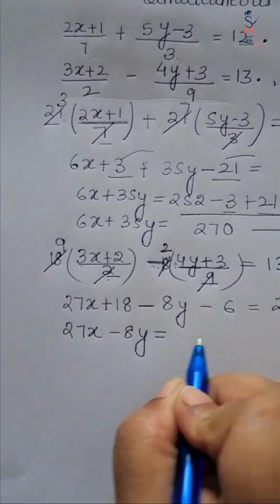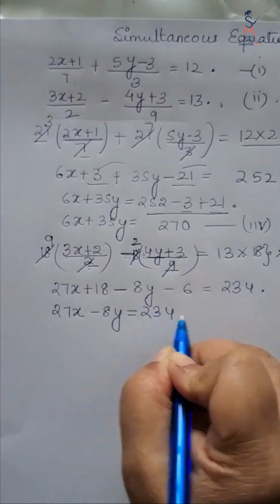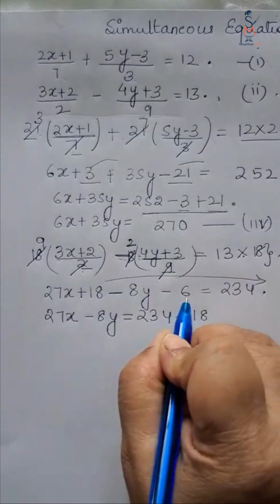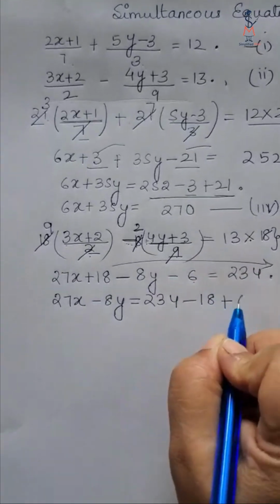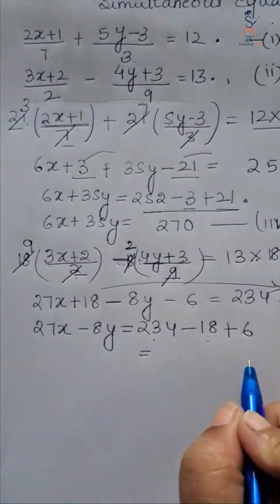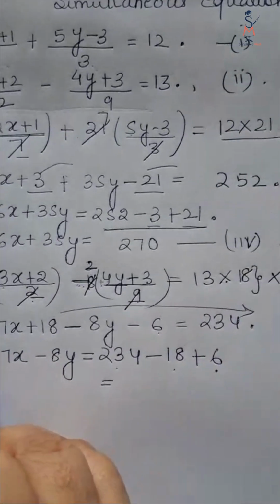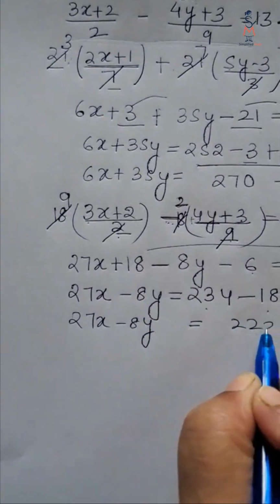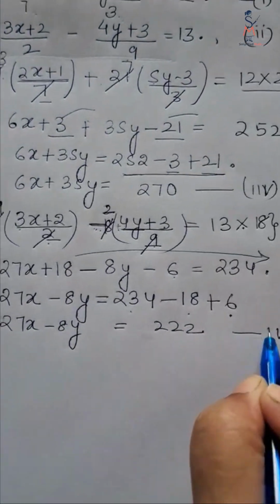Get all the constants to the other side. Plus 18 goes that side and becomes minus 18. Minus 6 comes here and becomes plus 6. 234 minus 18, whatever answer we get, we'll add to plus 6. So we will see what we get as the answer, that is 222. So this becomes our equation 4.